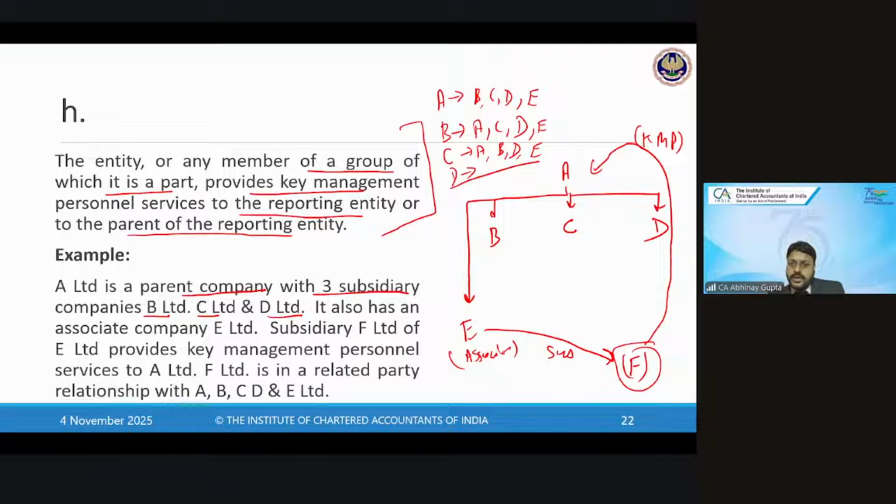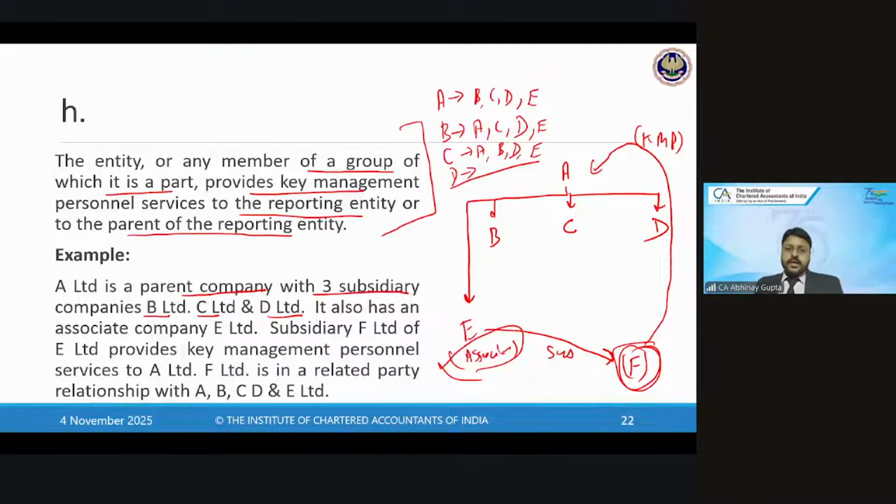Now, this F Limited is not considered a related party. Why? Because this is not a fellow subsidiary. Why? Because this is the subsidiary of an associate. A subsidiary of an associate is not a fellow subsidiary, correct? A fellow subsidiary is the subsidiary of the parent, or any other step-down subsidiary of the subsidiaries. But the chain breaks as soon as the associate comes into play, and the further downward companies are subsidiaries of the associate. There the chain is broken.